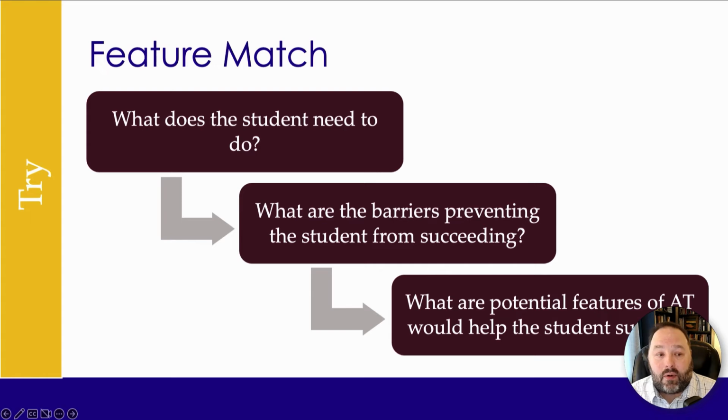So here is the process. We talk about what it is that the student needs to do. We then start getting into what the barriers are that prevent the student from succeeding. And finally, we talk about what the potential features of assistive technology are that would help the student. This is the crux of the scenario. So I am going to put up a scenario and give you a moment or two to read it.